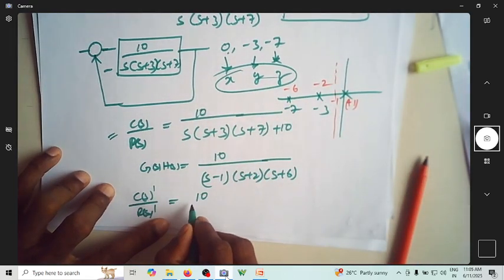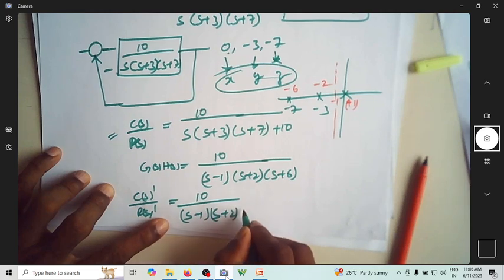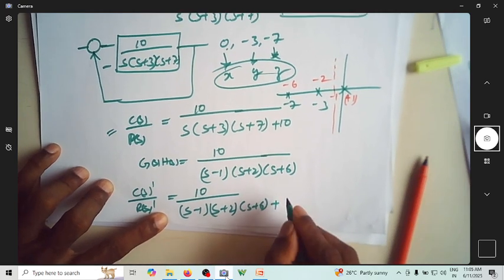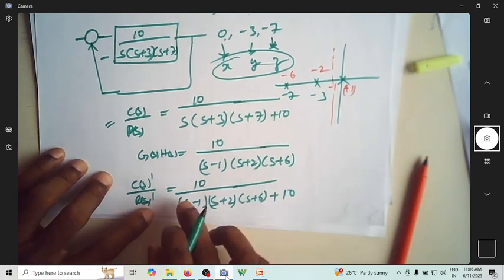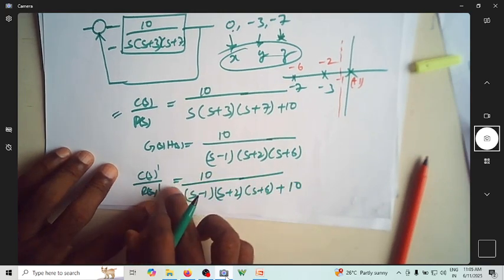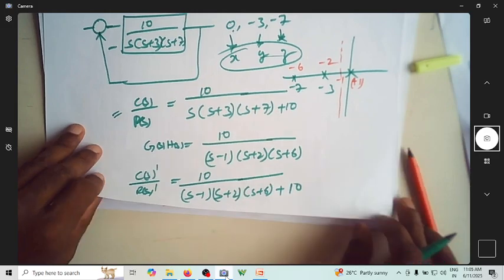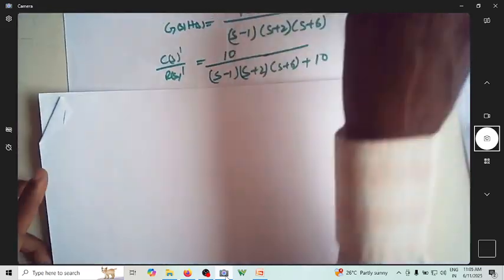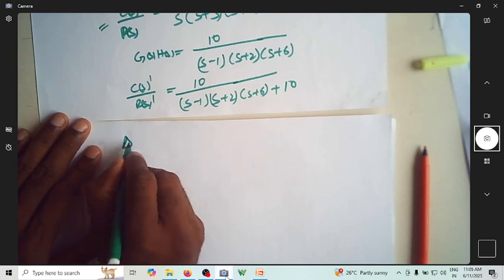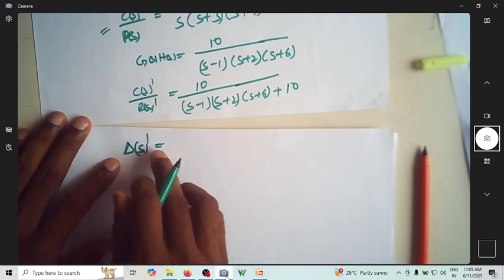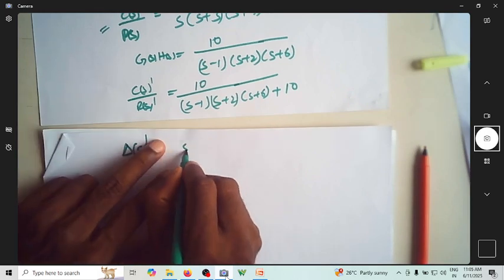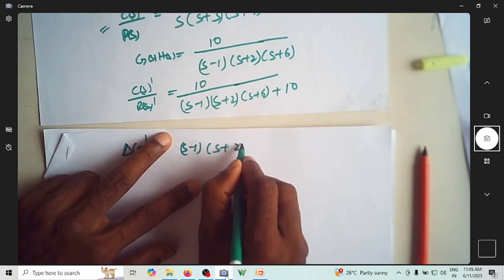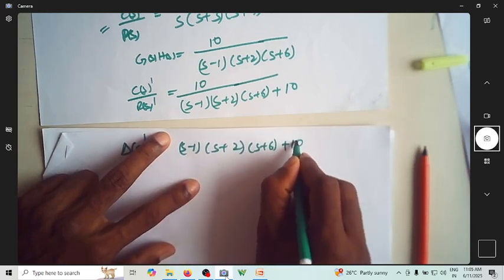So then this becomes N divided by (s minus 1)(s plus 2)(s plus 6) plus N. So now this is your denominator. Let me write the Routh array for this del of s. What is del of s for this? Del of s is nothing but you equate this denominator to 0. Let me write it as del of s dash, because I have shifted my origin. So it will become (s minus 1)(s plus 2)(s plus 6) plus 10 equal to 0.